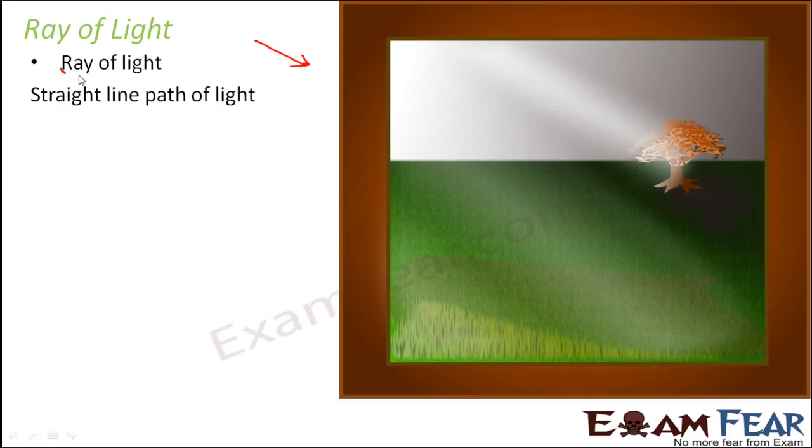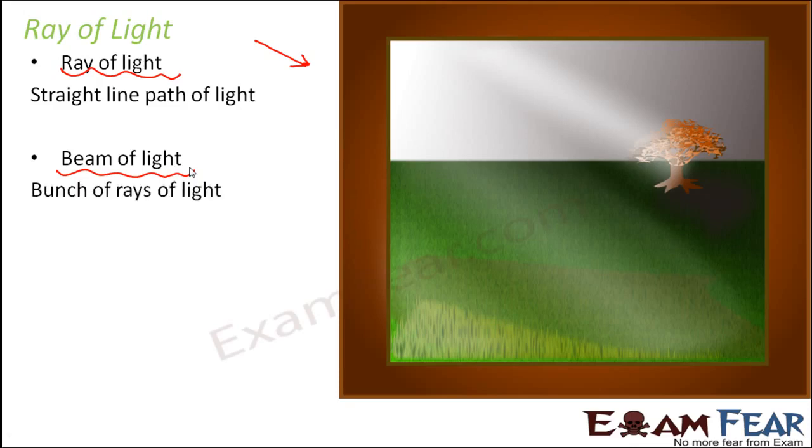But we also use the term beam of light in many cases. Now, what do we mean by beam? Do beam and ray mean the same thing? Not really. When I say beam of light, it means a bunch of rays of light. When you receive light from the sun, do you think it is just one ray of light coming from the sun? No, it is a bunch of rays, a lot of rays coming together, and that's how you get so much light from the sun.